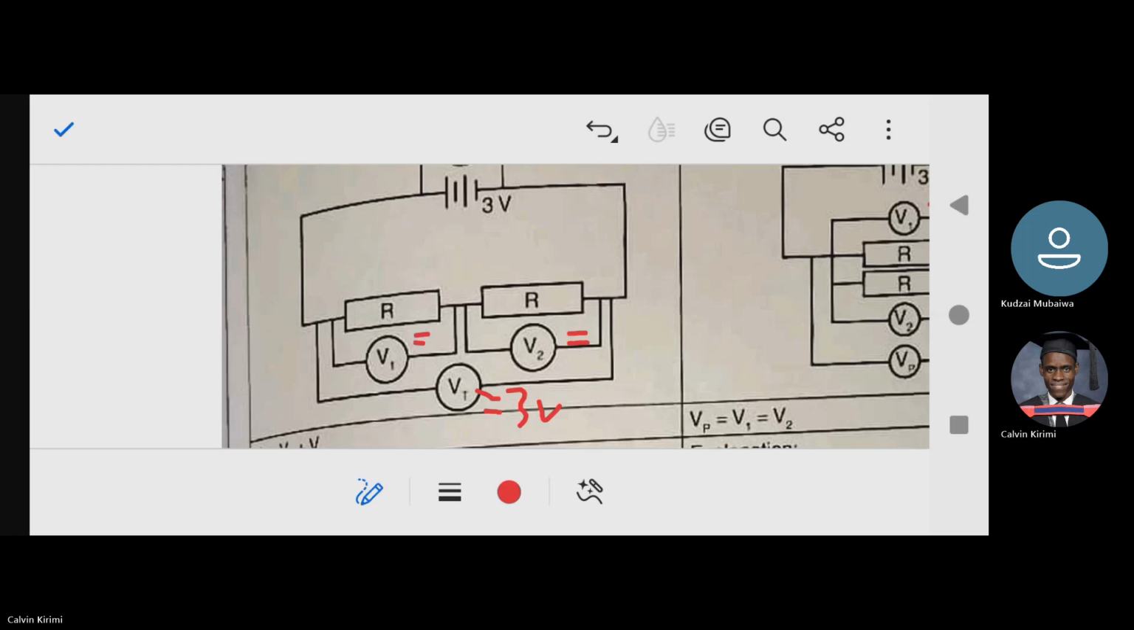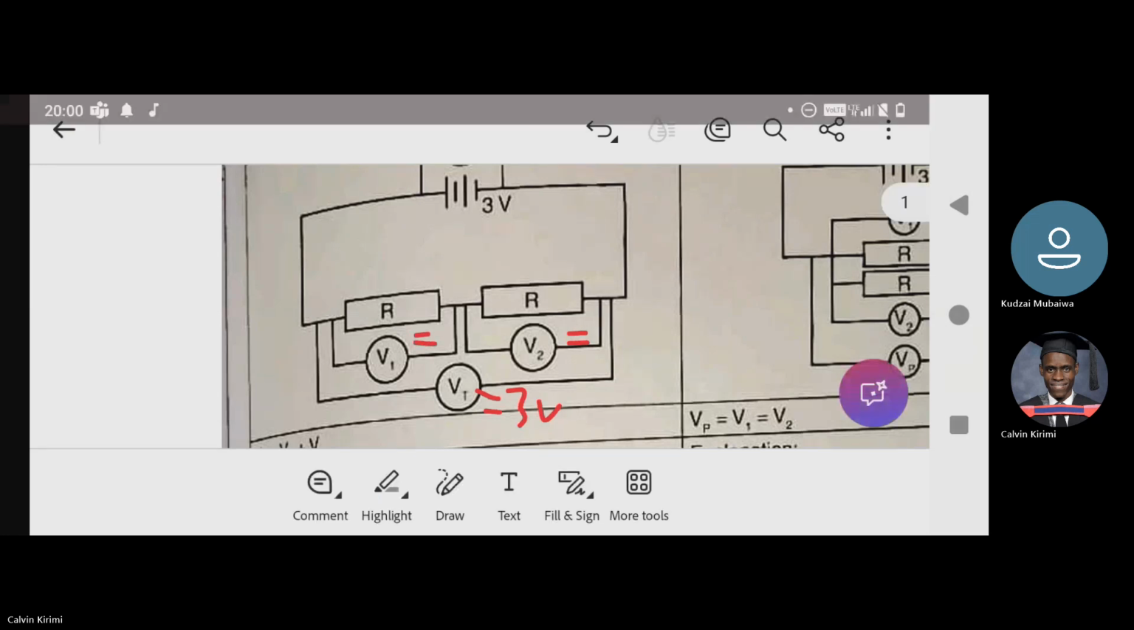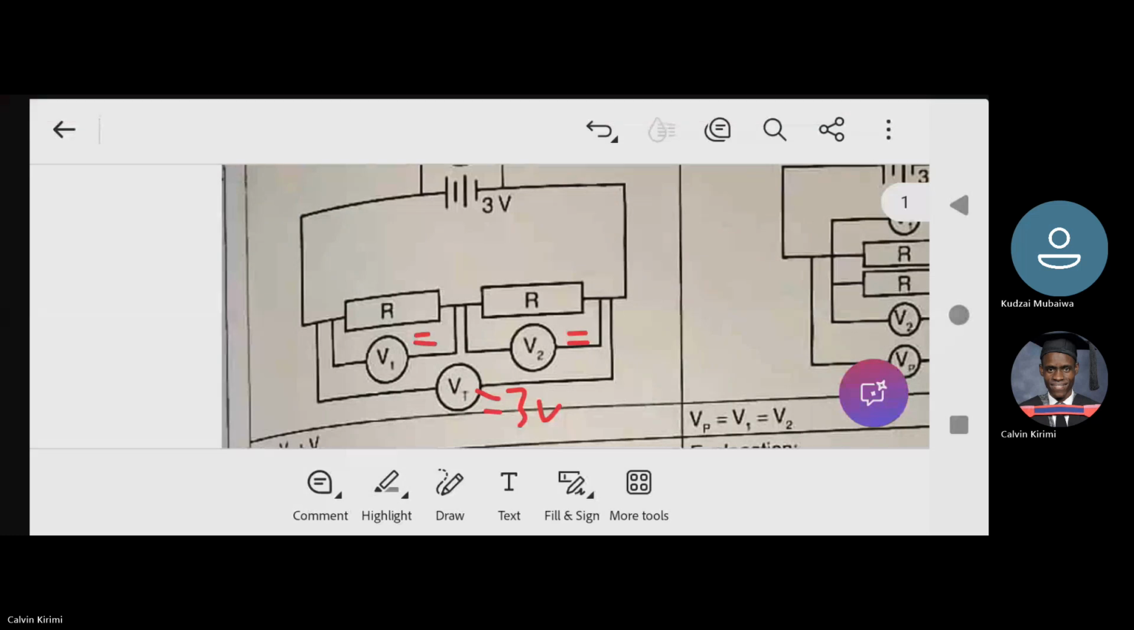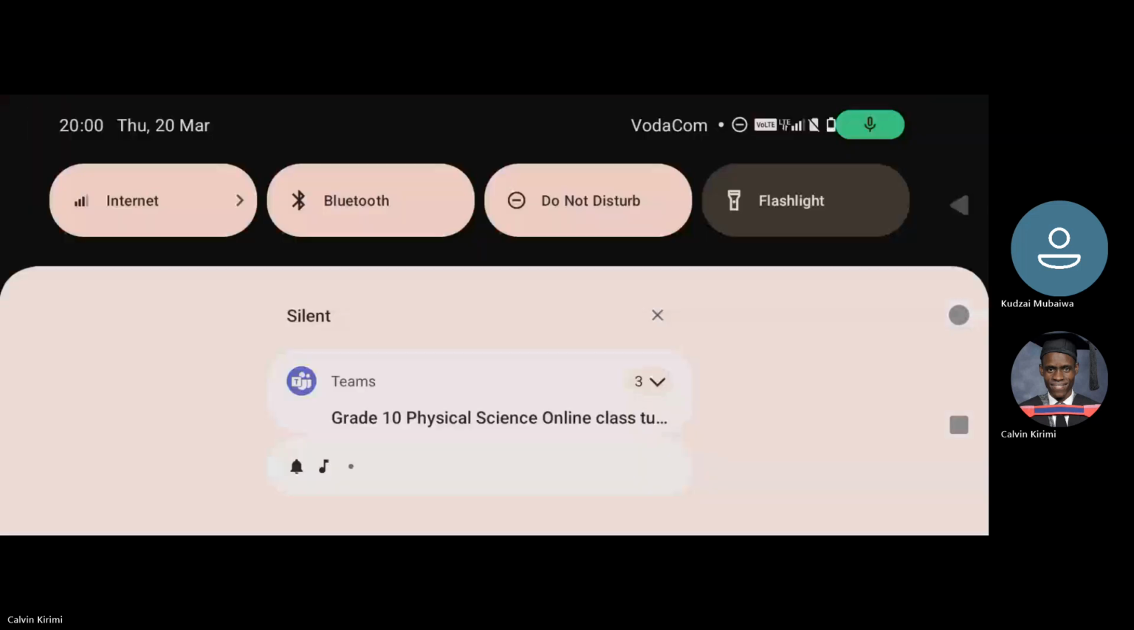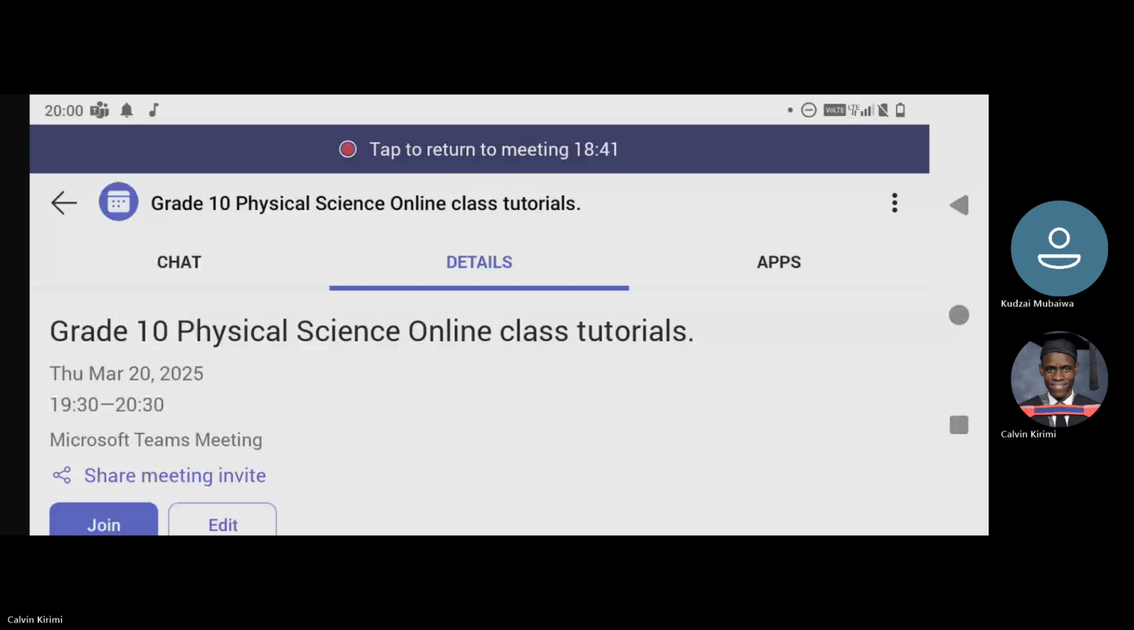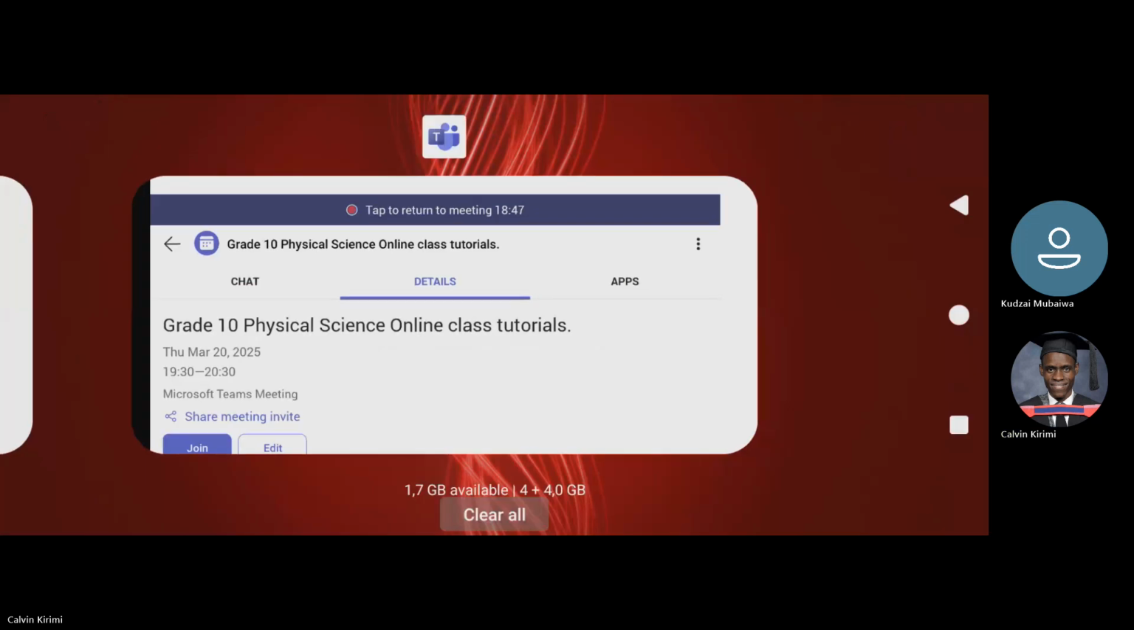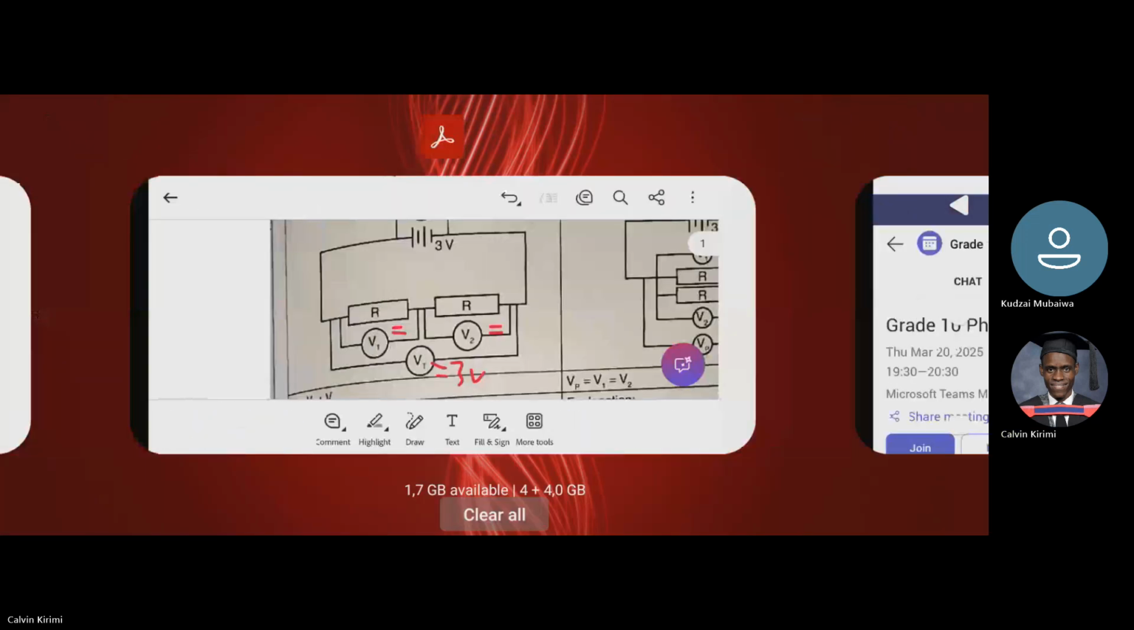Hello? 2 volts. It's the network. V2, you said how many volts? 2 volts. Hello?